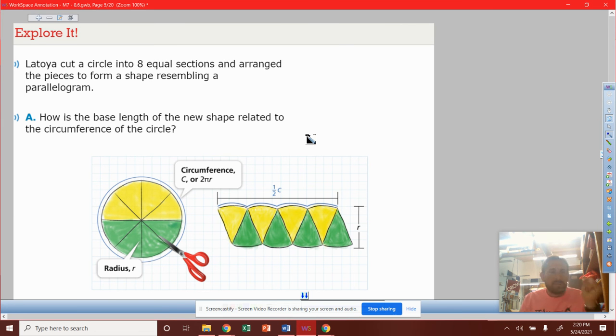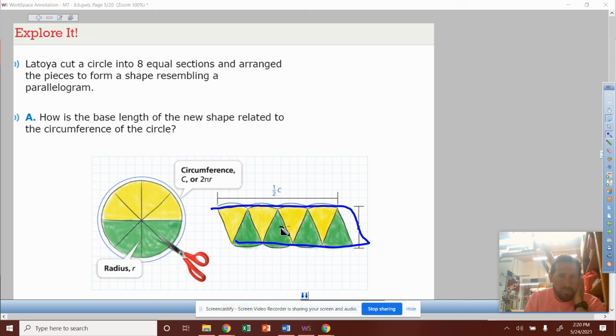Latoya cut a circle into 8 equal sections and arranged the pieces to form a shape that resembles a parallelogram. So you can see she took these, cut them out, and the shape we have is pretty much a parallelogram. It's pretty cool what she was able to create here.